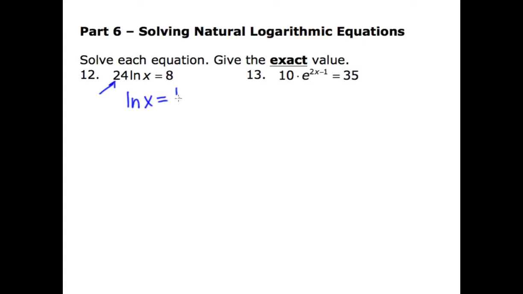Our implied base is e, so I'm going to go ahead and write that in, and then I'm going to perform the all-important swing. Starting at e, swinging up to the right to the 1/3 and landing on the argument of x.